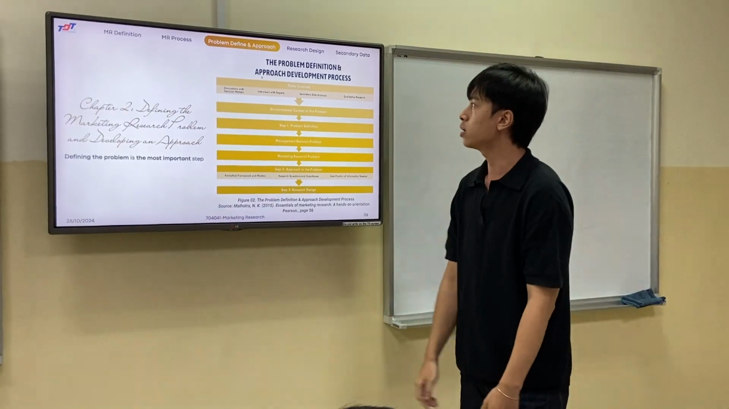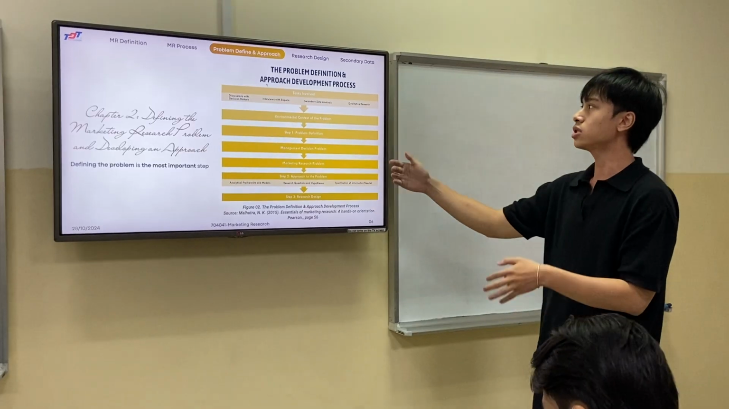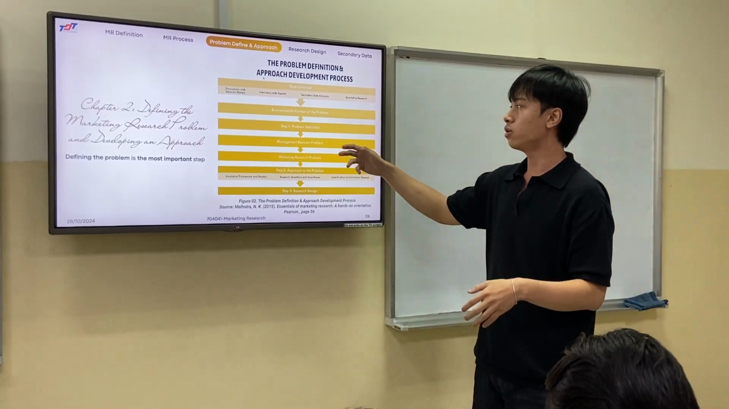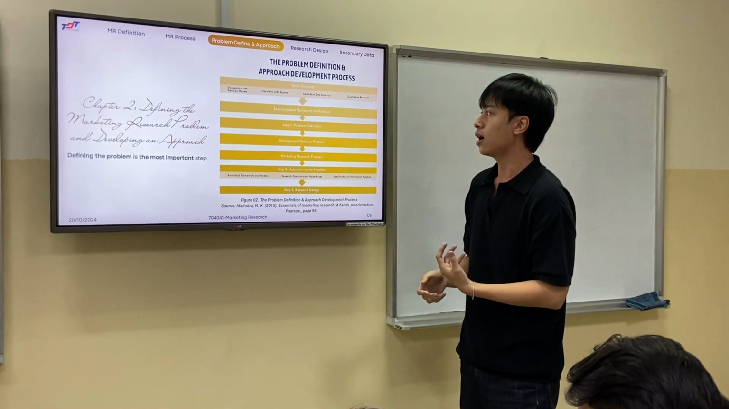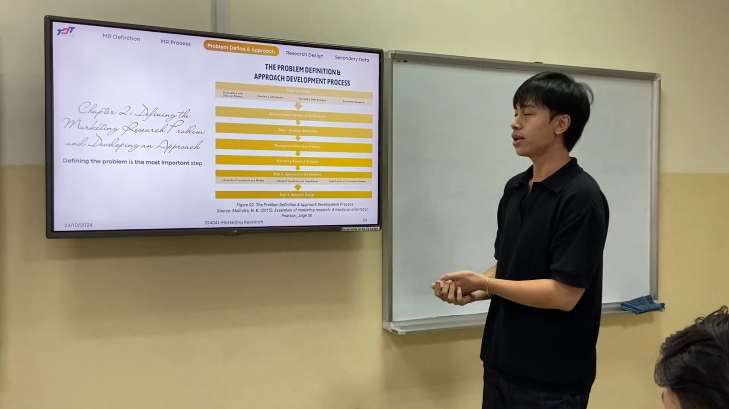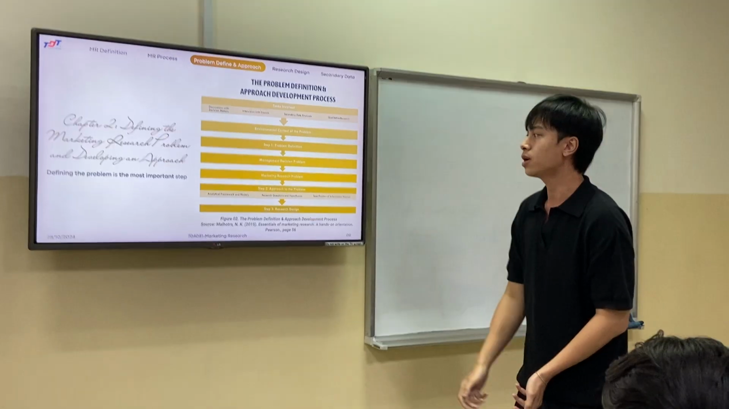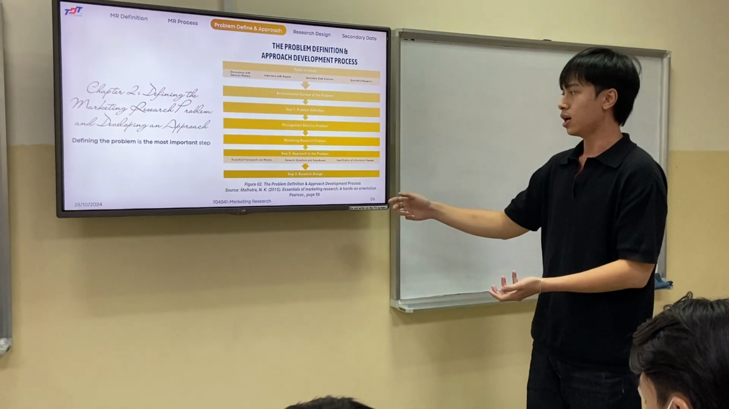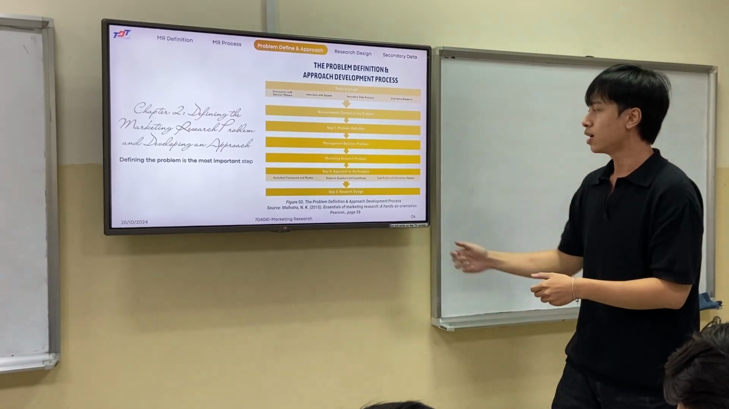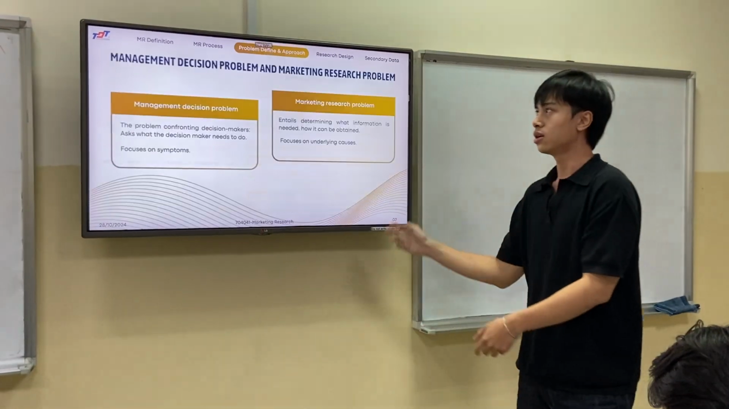Now I'm going to talk about how to define the problem and the approach development process. First we do this task, and then we find details about the environmental context of the problem. Then we start to define the problem, and we identify the management decision problem and the marketing research problem. In step 2, we approach the problem, which I will talk about later, and finally we do the research design, which is in chapter 3.